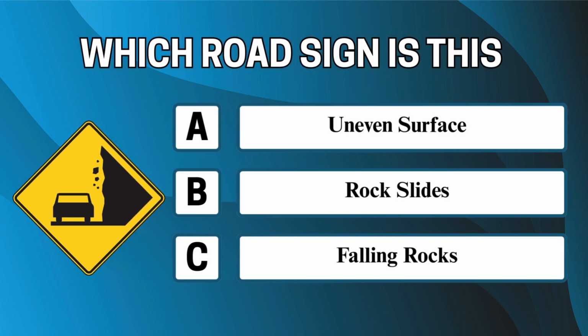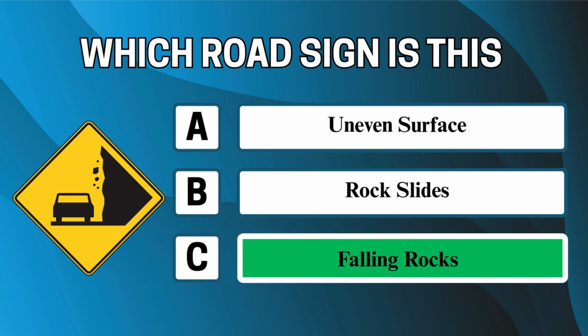Which road sign is this? A. Uneven surface. B. Rock slides. C. Falling rocks. Correct, it is the falling rocks sign.